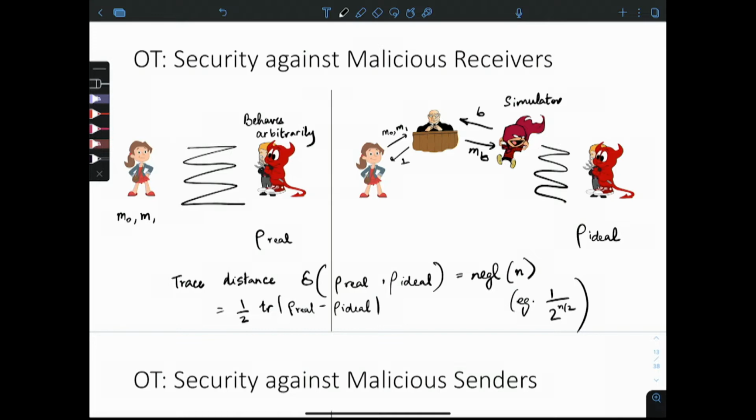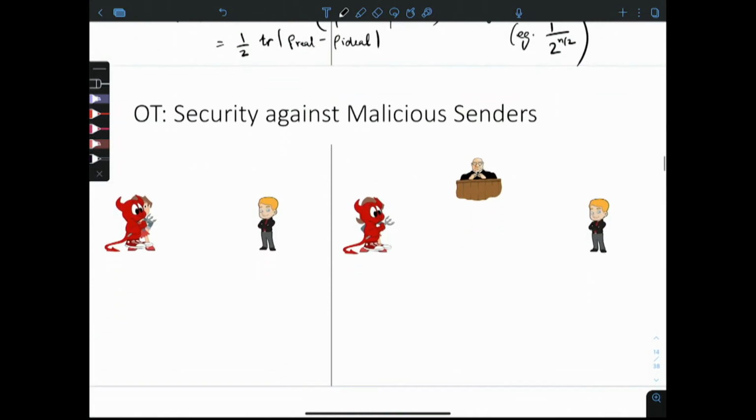Okay, any questions about indistinguishability or the simulator, Stupendous Man? Okay, cool. So if not, then let's move on to defining what it means to be secure against malicious senders.